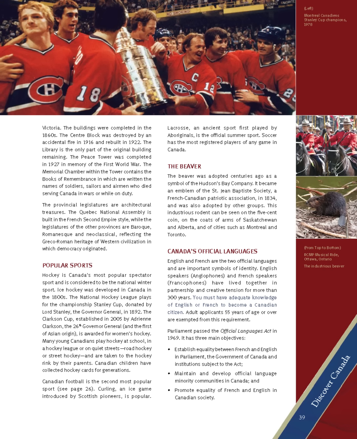The Peace Tower was completed in 1927 in memory of the First World War. The memorial chamber within the tower contains the Books of Remembrance, in which are written the names of soldiers, sailors, and airmen who died serving Canada in wars or while on duty. The provincial legislatures are architectural treasures. The Quebec National Assembly is built in the French Second Empire style, while the legislatures of the other provinces are Baroque, Romanesque, and Neoclassical, reflecting the Greco-Roman heritage of Western civilization in which democracy originated.